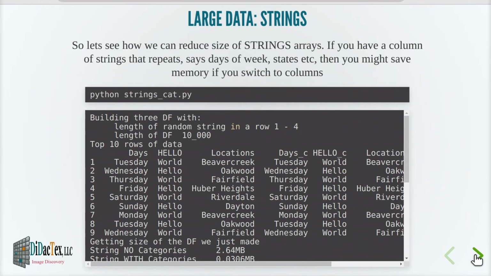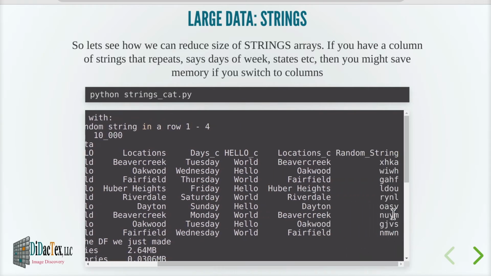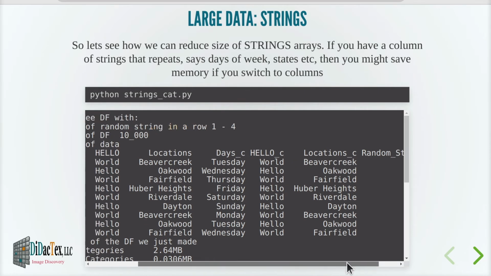Now, I have strings. The first 3 columns are not set as categories, and they're things like days of the week, hello world that repeats, and a couple of locations. The next 3 columns are the same as the first, but I set those explicitly to be categories. The last string is a length of 4 random characters, and this whole data frame is 10,000 rows.